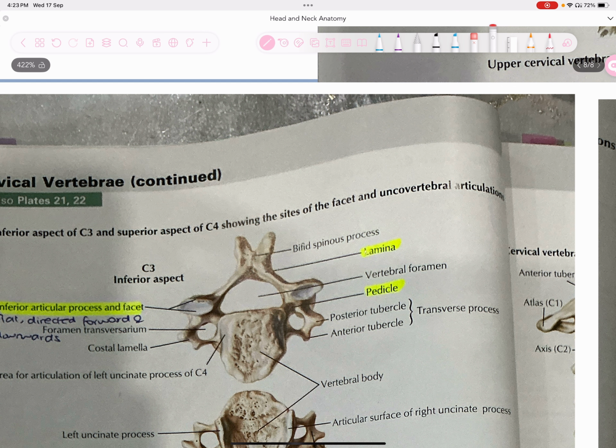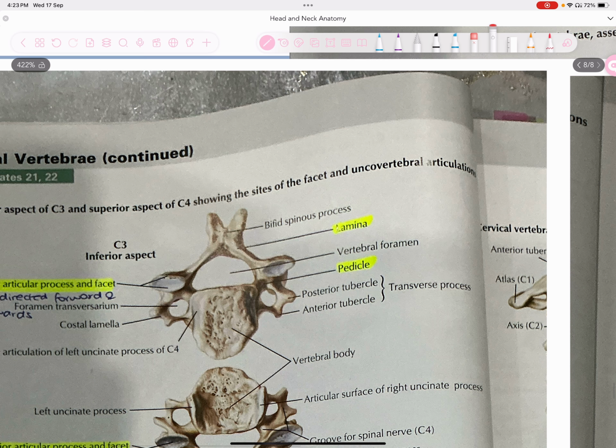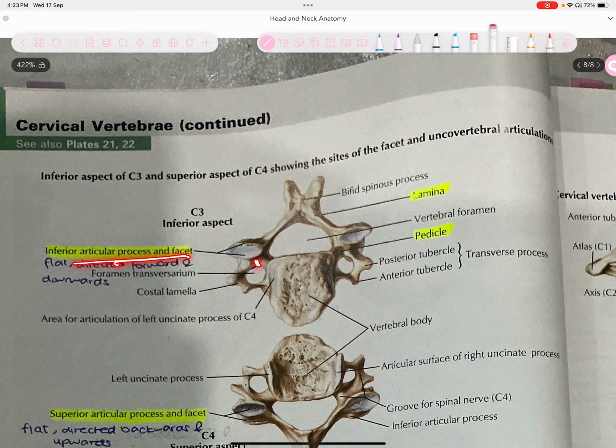The superior and inferior articular processes form articular pillars which project laterally at the junction of pedicle and the lamina. Now they're saying that the superior and inferior articular processes form articular pillars which project laterally at the junction of pedicle and lamina. So very important. These articular processes are present at the junction of pedicle and lamina. The superior articular facets are flat and they are directed backwards and upwards.